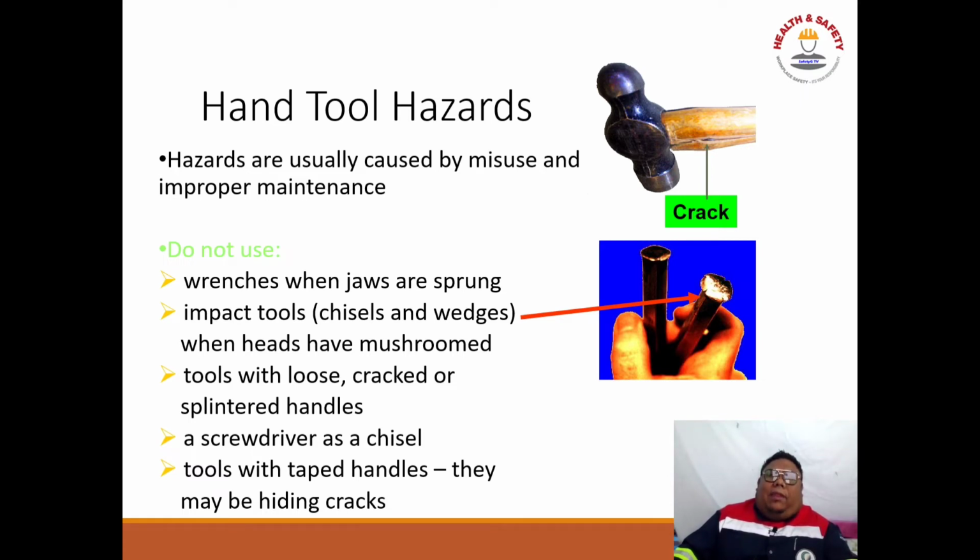This equipment is used in civil works, especially for chipping the concrete slab. Do not use wrenches when the jaws are sprung, the wrenches that have damaged, sprung jaws. For impact tools like a chisel, this is a mushroom head type. You can see it in this picture.